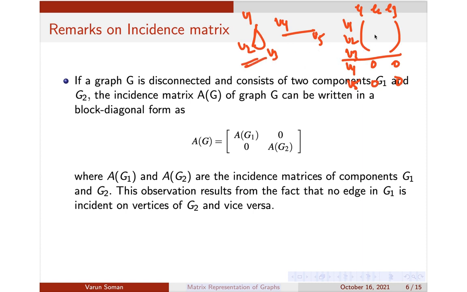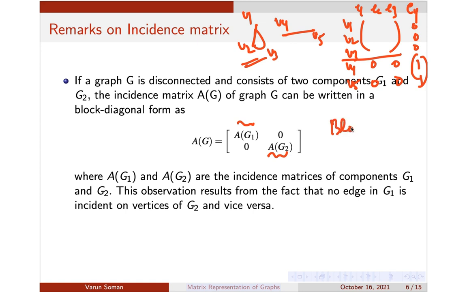Similarly, on the right side, suppose there is just one edge, e4. e4 is not lying in the component v1, v2, v3, so the value here will always be 0. Only for v4 and v5 you will have non-zero values. So for a disconnected graph, the incidence matrix will be like this: the first component will be Ag1, the second component will be Ag2. You can take an example of a disconnected graph and try to write down the incidence matrix. It will be partitioned like this, in the form of a block matrix.